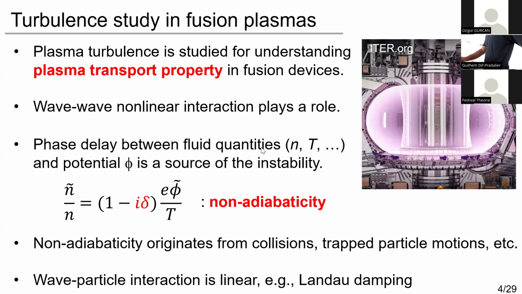And as we have discussed in the previous two talks, phase delay between fluid quantities like density and temperature, and potential could be a source of instability, which is called non-adiabaticity, as shown here. And the non-adiabaticity originates from, for example, collisions or trapped particle motions and others. And in this context, the wave-particle interaction is often or sometimes treated as linear, and Landau damping or such kind of wave-particle interaction is considered.